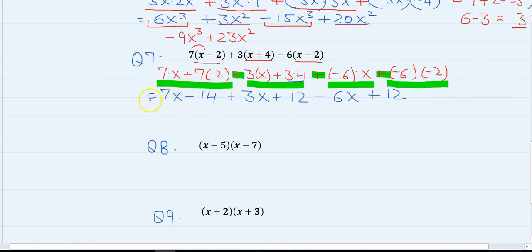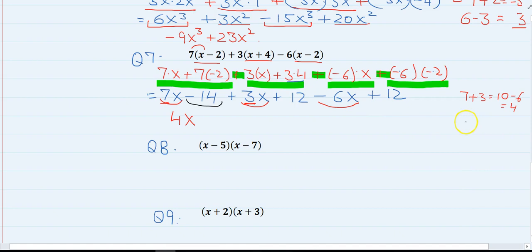Now let's see where the like terms are. So we have 7x, 3x, minus 6. 7 plus 3 is 10, same sign. Then minus 6 is 4. So we have 4x.